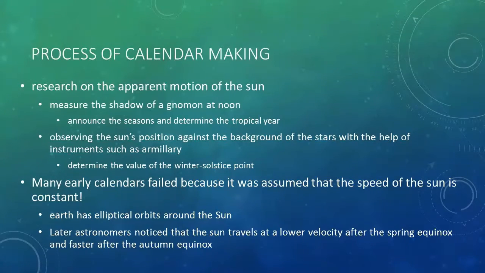So that is why at certain parts of the year, the sun appears to move faster, and at certain parts of the year, the sun appears to move slower. It is because of this reason. It is only in the later part of history that the Chinese astronomers had more advanced tools to make this observation, and realized that the sun travels slower after the spring equinox. What's a spring equinox? Later you will see a diagram. And faster after the autumn equinox.